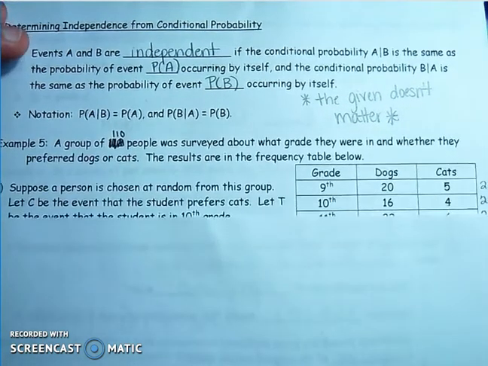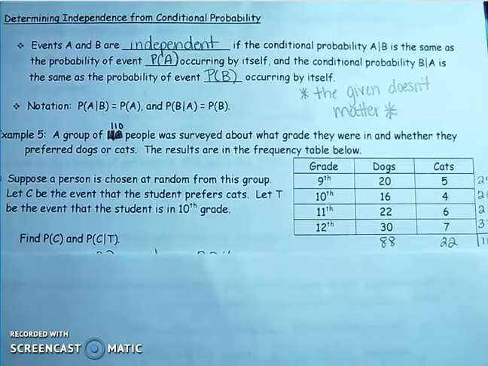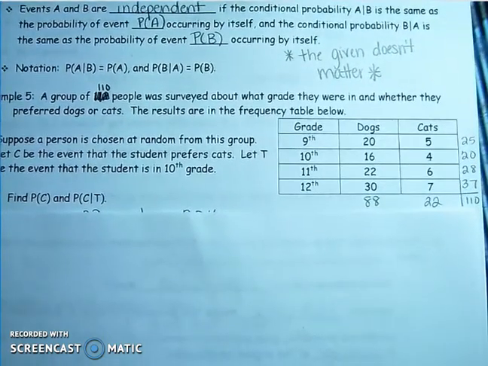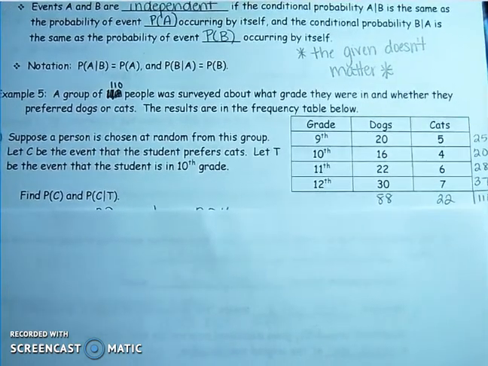So here we go. Example 5. 110 people were surveyed about what grade they were in and whether they preferred cats or dogs. So before, go ahead and think about, do you think grade level depends on whether you have a cat or dog? You may have different opinions, but we're going to prove based off of this table whether it's independent or not. So suppose a person is chosen at random from this group. Let C be the event that the student prefers cats, and T be the event that the student is in the 10th grade. So T is 10th, C is cat.